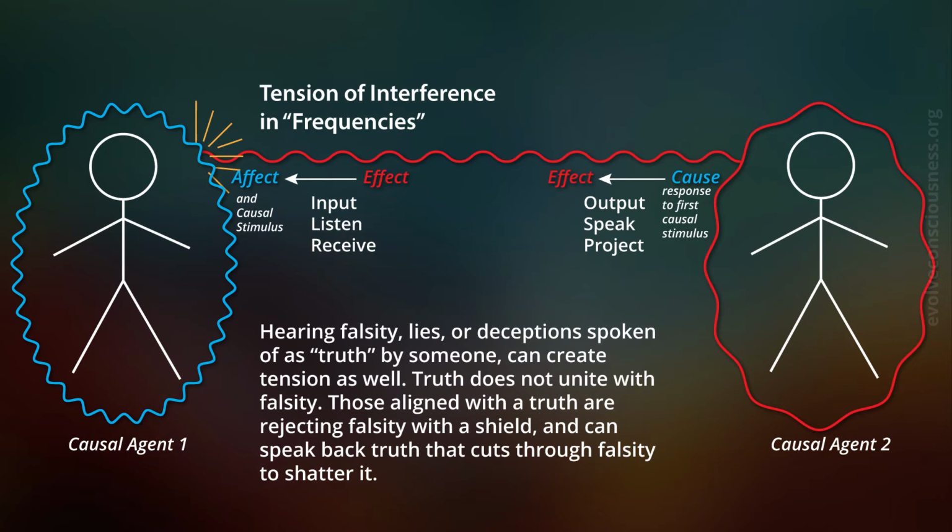So the other person that hears the falsity, the lies or deceptions spoken of as truth by someone, can create tension as well. Truth does not unite with falsity. Those aligned with the truth are rejecting falsity with a shield, and can speak back truth that cuts through falsity to shatter it. I've done a post on shattering and destroying the falsity.